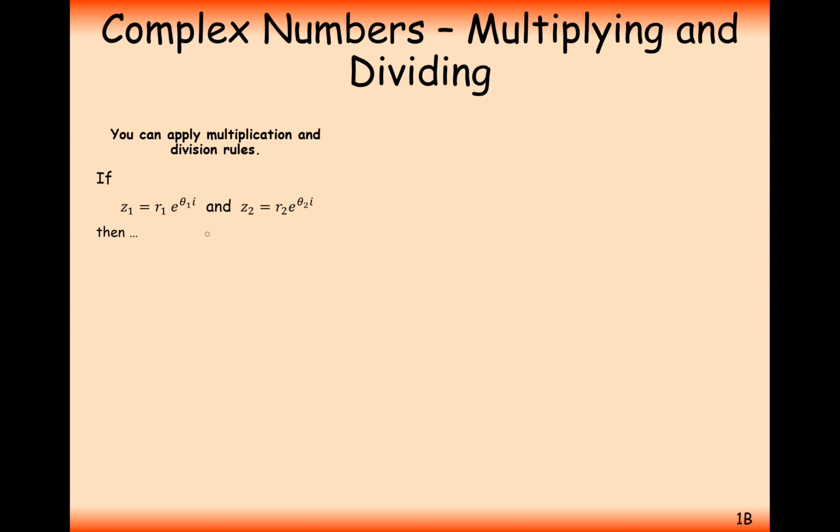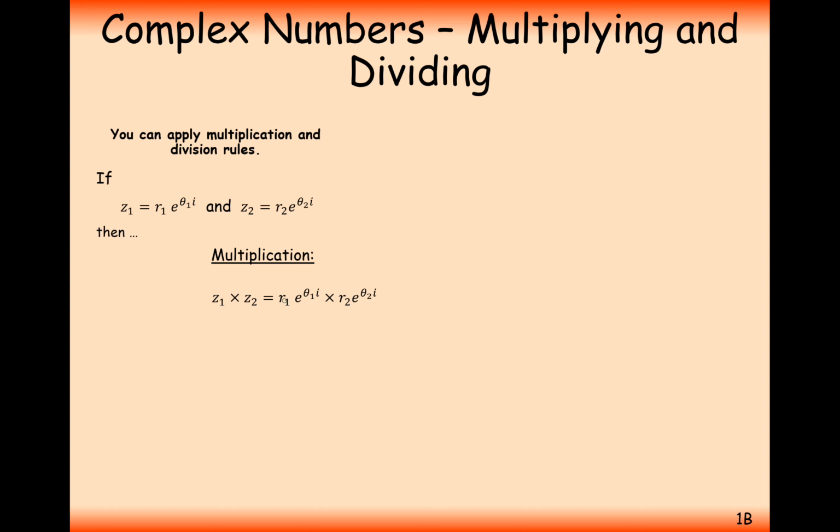If we say we have two complex numbers, and we'll call them Z1 for the first complex number equals R1, the first modulus value, e to the theta 1i, and Z2 equals R2 e to the theta 2i. So the 1's here are referring to the first complex number, the 2's here are referring to the second complex number. Then when we multiply these two complex numbers together, you can see what happens here. You take the first one and multiply it by the second one.